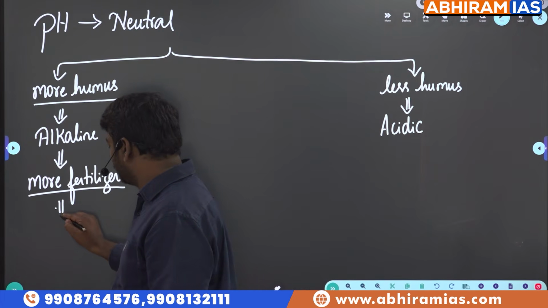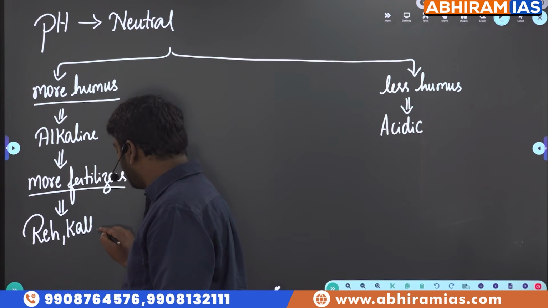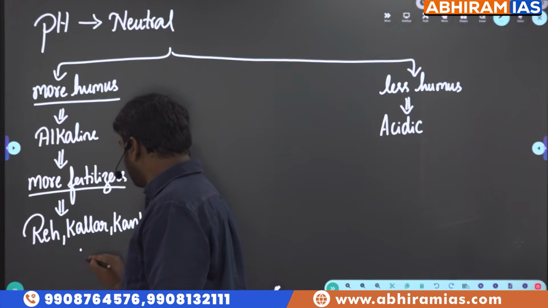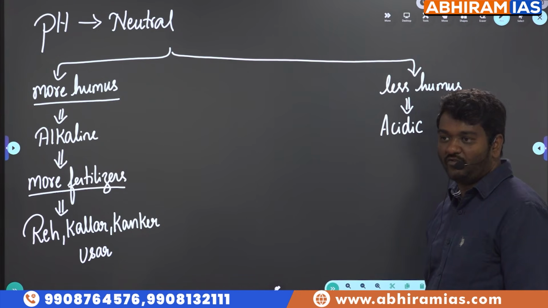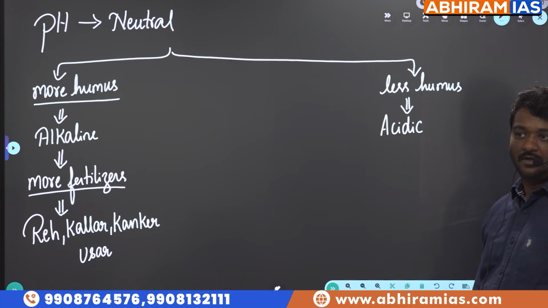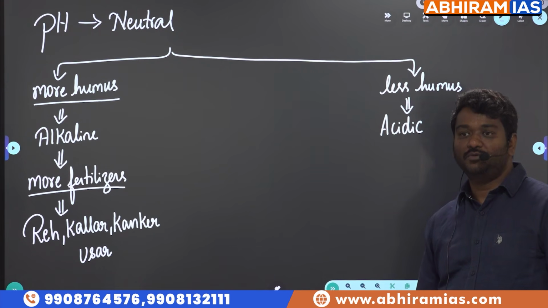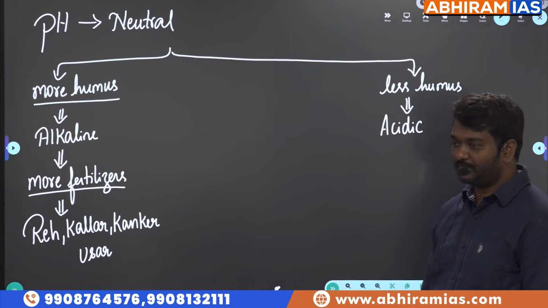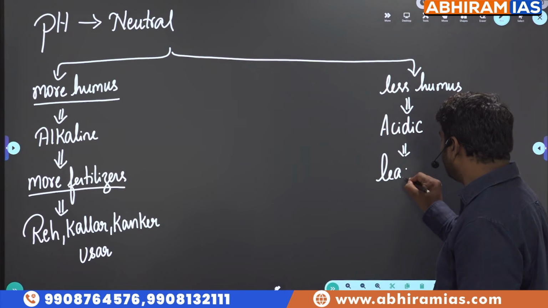Now, in India, kallar, reh, usar and other such soils, these four are alkaline soils. Punjab, Haryana region, mainly because of excessive use of fertilizers. Whenever soil becomes alkaline, what should you do? Gypsum must be added. Remember, when you add gypsum, salinity reduces. Right? Acidic. Acidic is because of leaching.